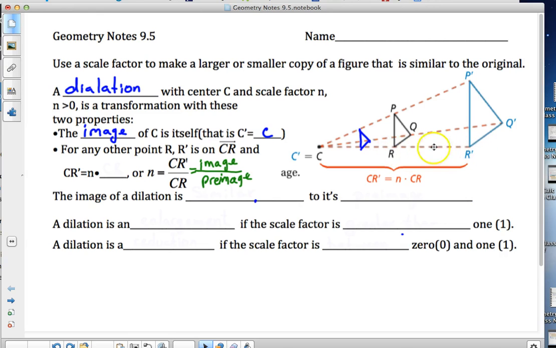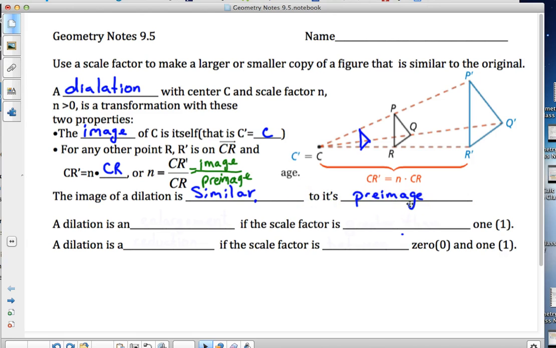And CR prime, the distance from C to R prime, is equal to n times the length CR. Or we can look at it as n is equal to CR prime over CR, which is image divided by pre-image. We can set that up to find our value for n, which is our scale factor. The image of a dilation is similar to its pre-image.